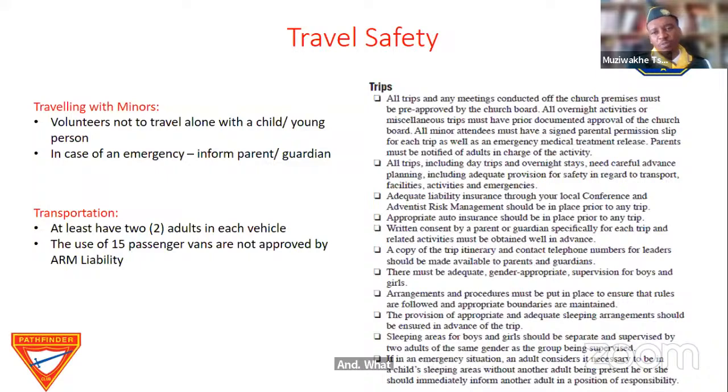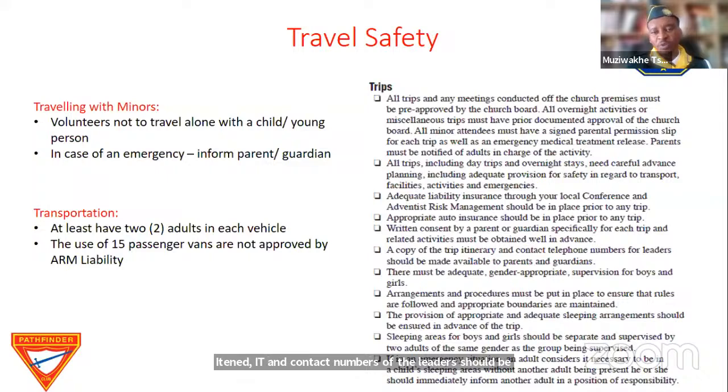What is also important is that appropriate auto insurance should be in place prior to any trip. The car that is used by our children should be covered by a third party. And then also, written consent by parents and guardians for each trip is encouraged. And a copy of the trip itinerary and contact numbers of the leaders should be available to parents and guardians.